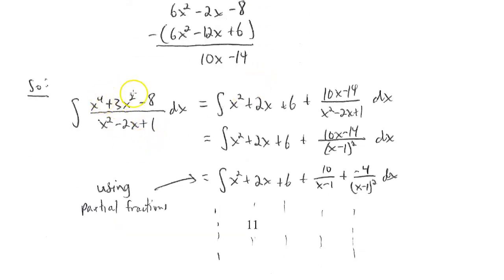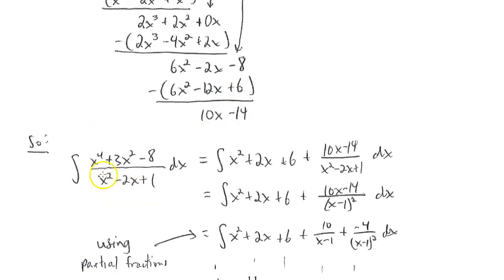So by the way, if you wanted to do the integral of this, how would you do it? Well, you'd do the long division. Notice the degree of the numerator is bigger than or equal to the degree of the denominator. So we do this long division, we end up with this.